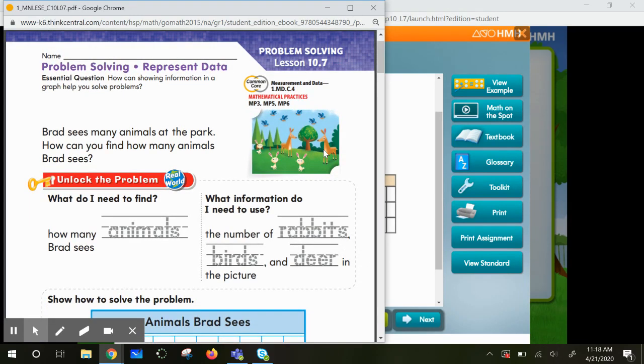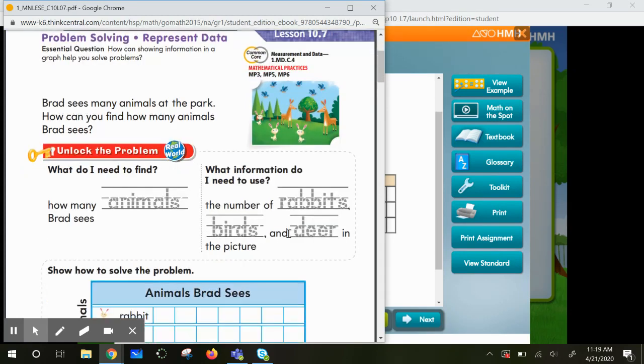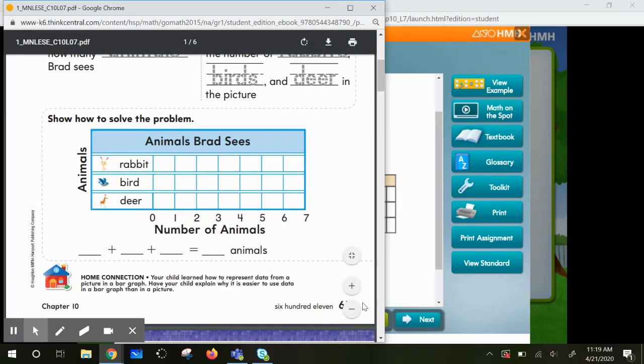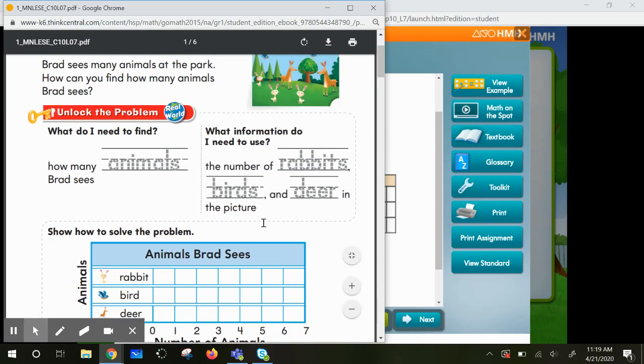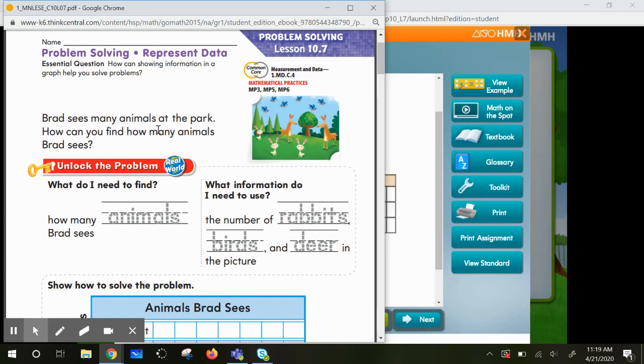10.7. Problem solving. How can showing information in a graph help you solve problems? You will find this information on page 611. Brad sees many animals at the park. How can you find how many animals Brad sees? Well, when you have a story problem like this, it's important that you pay attention first to what do I need to find? Well, the question says, how can you find how many animals Brad sees? So what do I need to find? I need to find how many animals Brad sees.